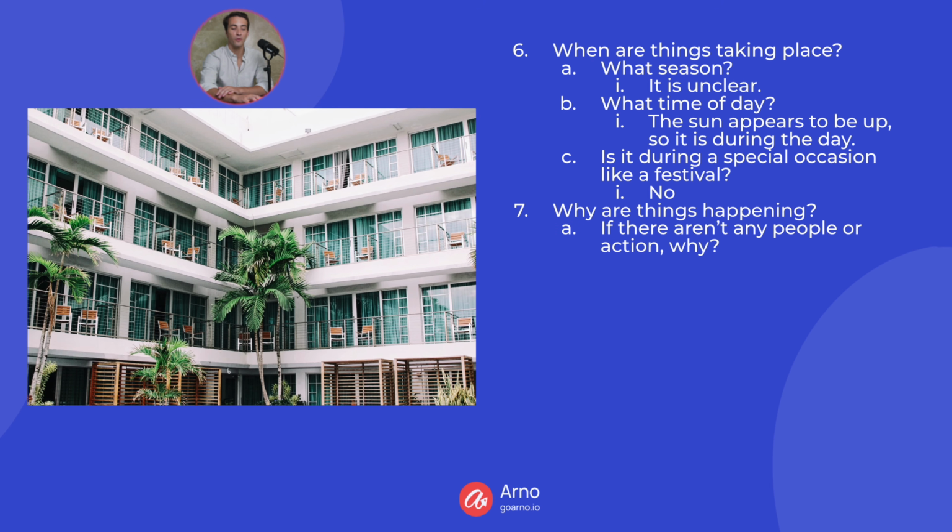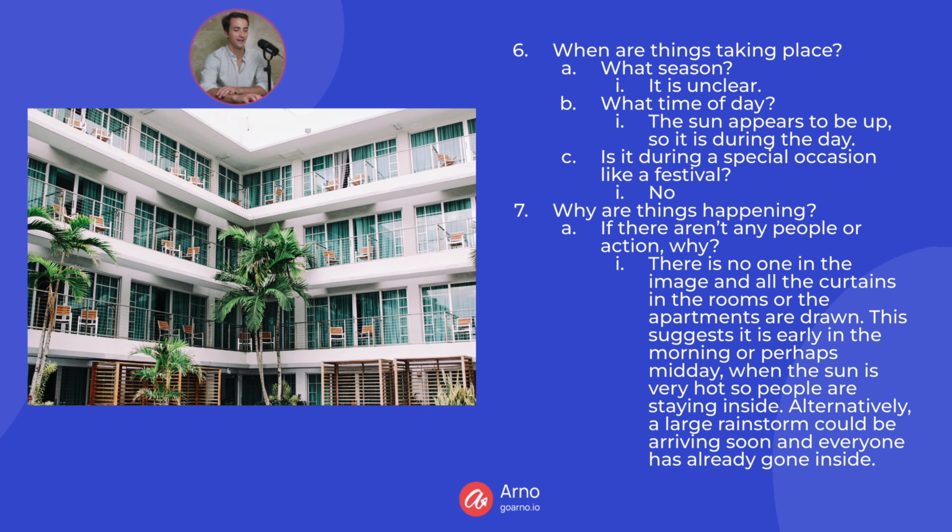Why are things happening? If there aren't any people or action, why? There is no one in the image, and all the curtains in the rooms or the apartments are drawn. This suggests it is early in the morning or perhaps midday when the sun is very hot, so people are staying inside. Alternatively, a large rainstorm could be arriving soon and everyone has already gone inside. So this is a great example of how speculating about an image allows us to include all of these other details that allow us to use more advanced vocabulary and raise our score.